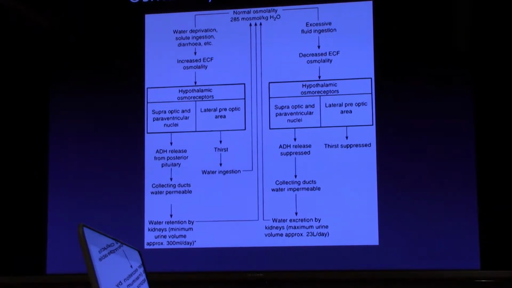On the left-hand side, you have decreased serum osmolality from excessive fluid ingestion, which is actually the case for exercise-associated hyponatremia. In this case, again, the osmoreceptors sense that there is decreased osmolality, leading to a suppression of ADH release, which then allows water to be excreted, and your thirst is also suppressed as well.